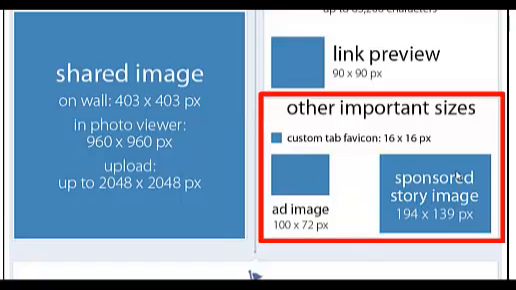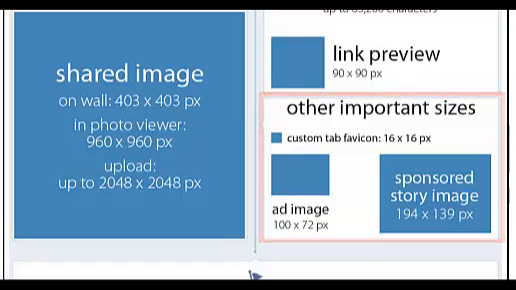Now, other sizes here, when we do a sponsored story ad, you do have a decent size. You can see 194 by 139 pixels, and then your ad image. This is the image, just what it reads, that is associated with the ad you place in Facebook. And I like this because it does give us a nice size of 100 by 72 pixels. So keep these sizes in mind when you are choosing what your ads will be, because they will appear right here in these sizes that we just discussed.